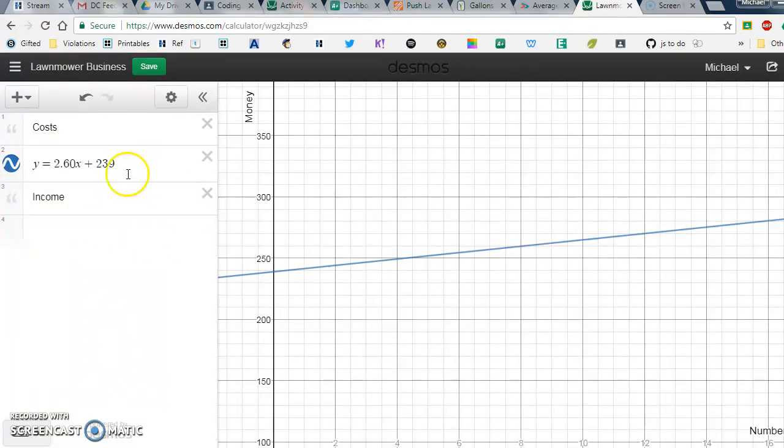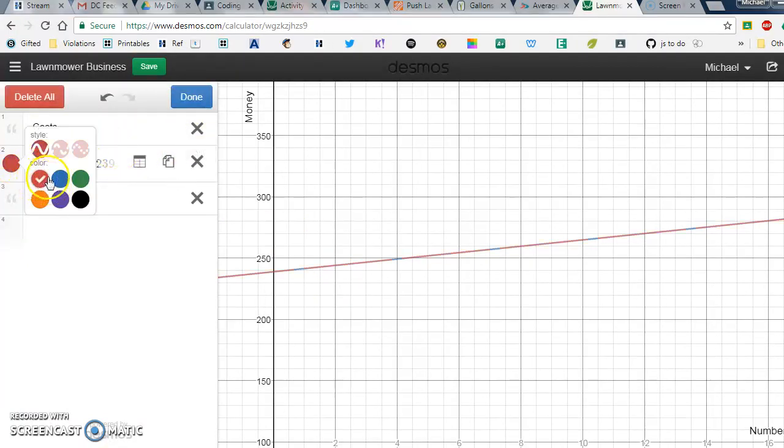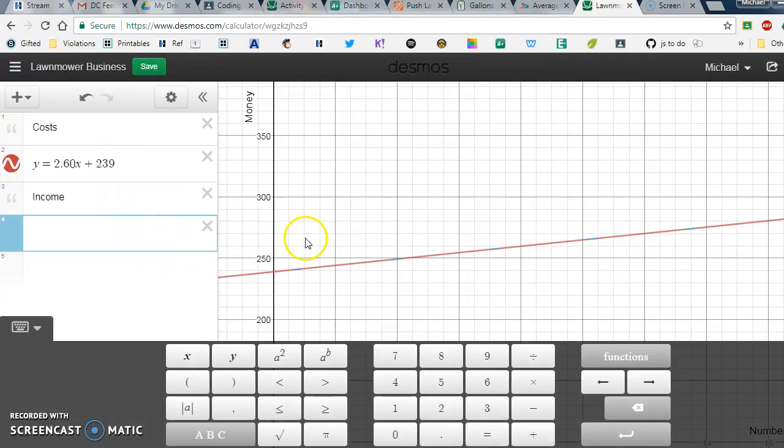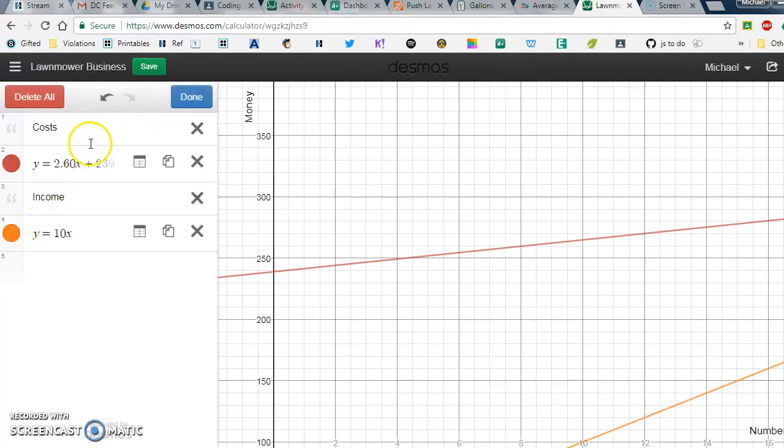In this equation, it's really how much it's costing me. But you know what? I'm going to make that red, because it's money that is coming out of my pocket, whereas this other one, income, I'm going to make green. And let's just say that I charge, I don't know, $10 an acre. I'm just going to throw that out there. And again, I'm going to change the color and make it green.